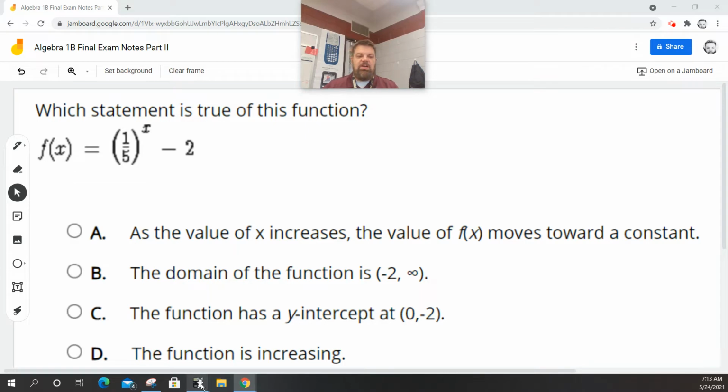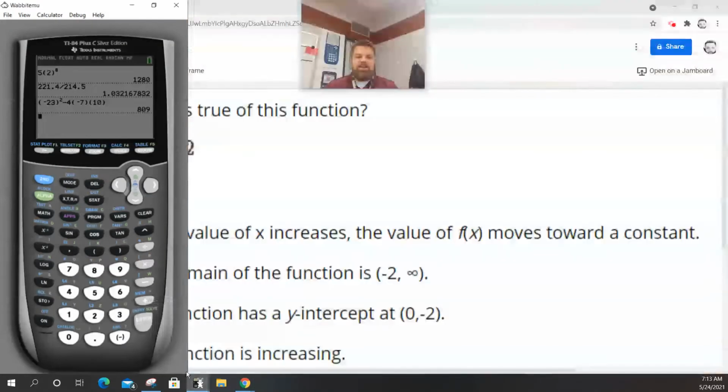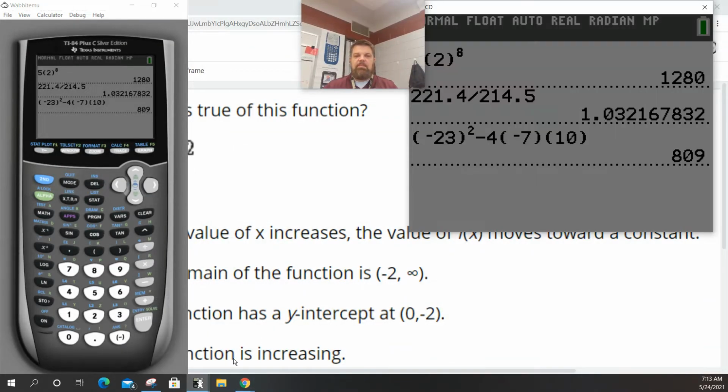Well, let me just graph it. I already know the answer, but let me show you how I know the answer. I know the answer because I can see the graph in my head.